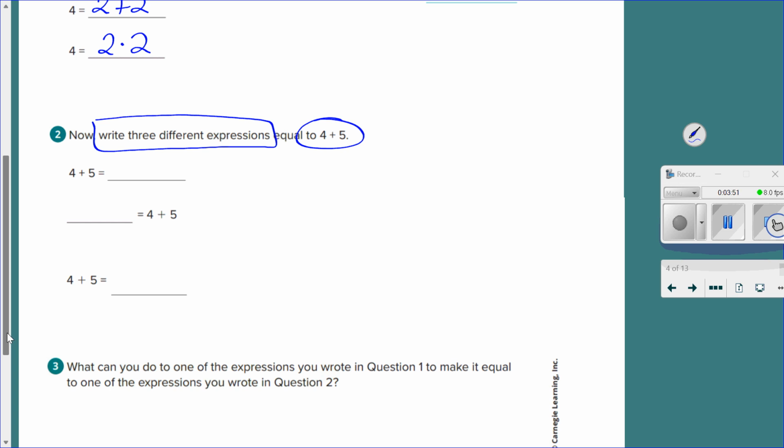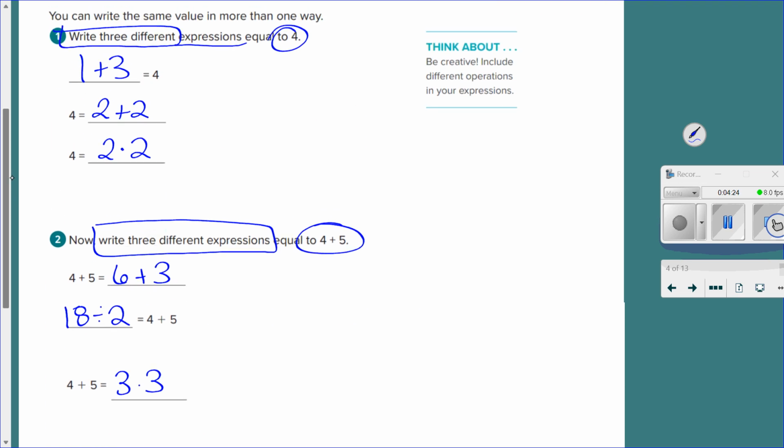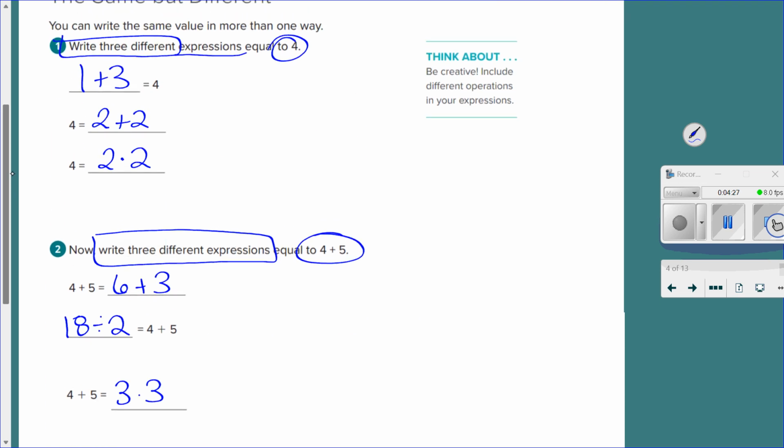6 plus 3. 5 plus 8 plus 4, without using the 4 and the 5. 18 divided by 2. I'm glad we're getting away from addition. And 3 times 3. There we go. Any questions about those? Does each side equal itself? Yes.